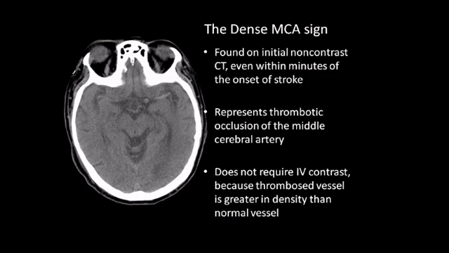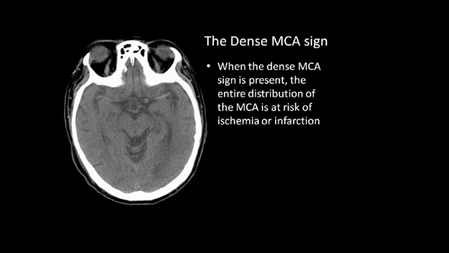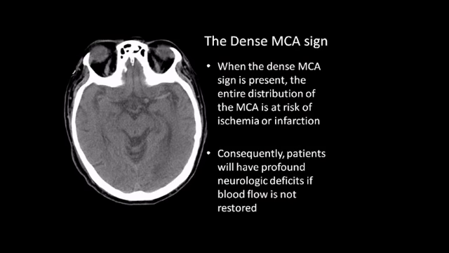It does not require IV contrast because the thrombosed vessel is greater in density than the normal vessel. When the dense MCA sign is present, the entire distribution of the MCA is at risk of ischemia or infarction. Consequently, patients will have profound neurologic deficits if blood flow is not restored.